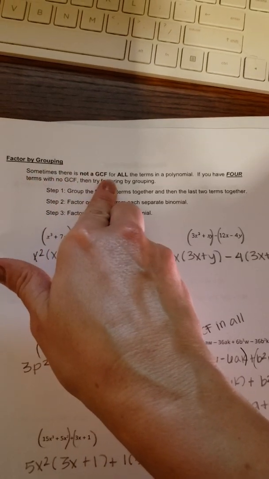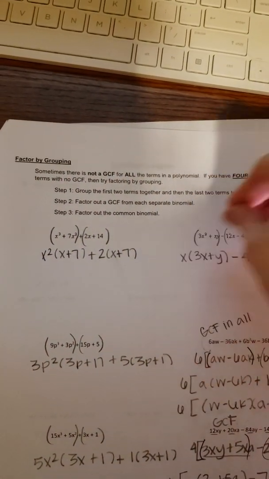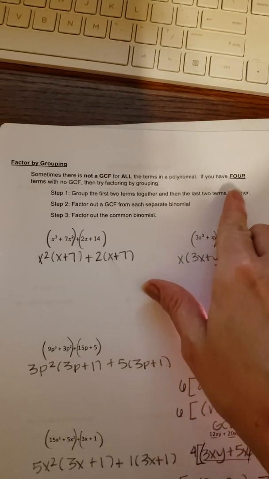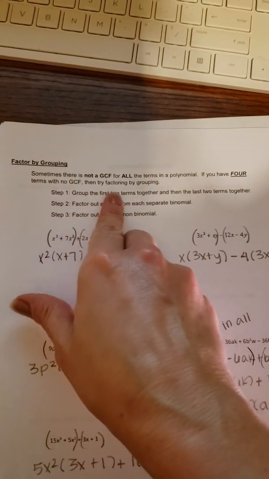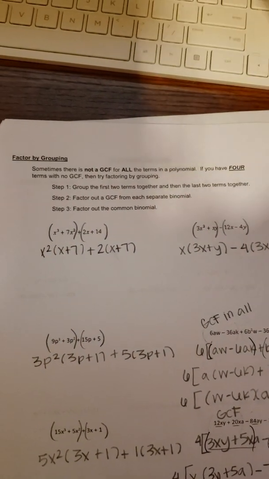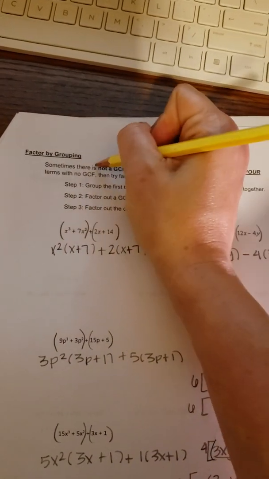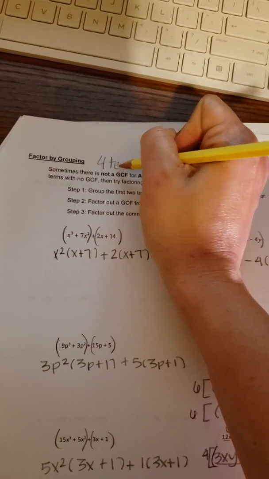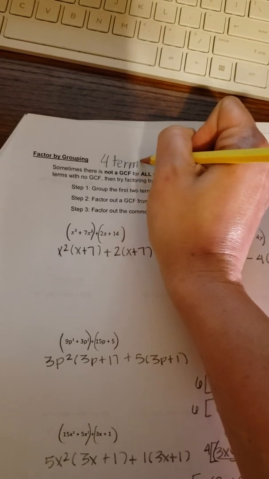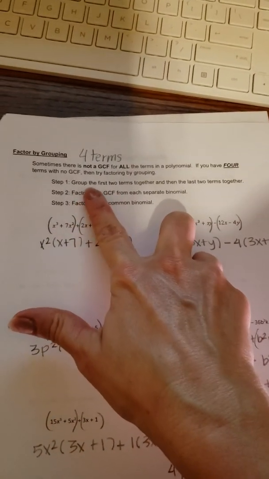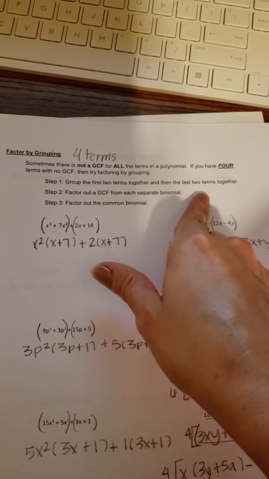It says sometimes there's not a GCF. We did talk about always pulling out a GCF if there is one, but sometimes there's not. And if you've got four terms, then you can try factoring by grouping. That makes factoring by grouping really recognizable because again, you have to have four terms. A lot of our factoring maybe only has two terms or three terms, but factoring by grouping is going to have four, okay? We will group the first two terms together and then the last two terms together.